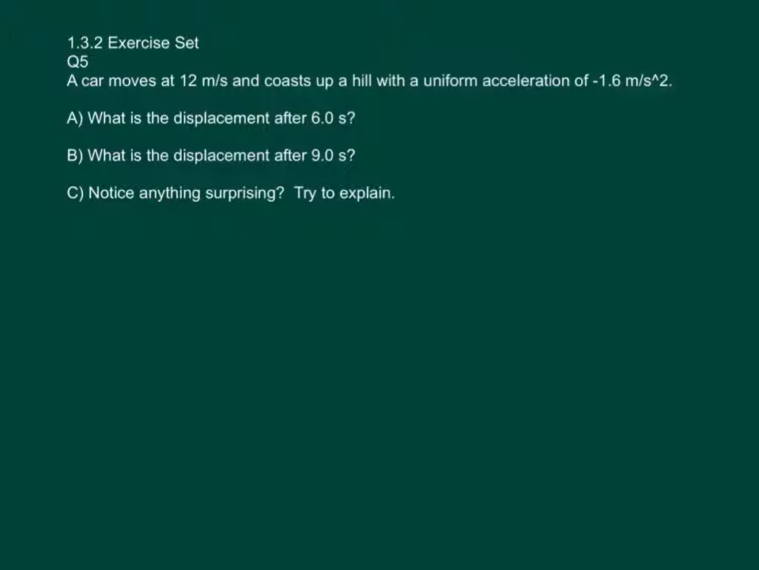So a quick look at what we've got here. We're moving at 12 meters per second, and we're coasting, so we're slowing down because we have this acceleration of negative 1.6. And by the way, 12 meters per second would be our VI in this case. So what is the displacement after 6 seconds? Well, let's write down our information first, see what we've got to work with.